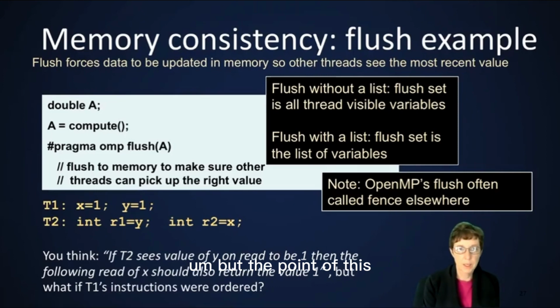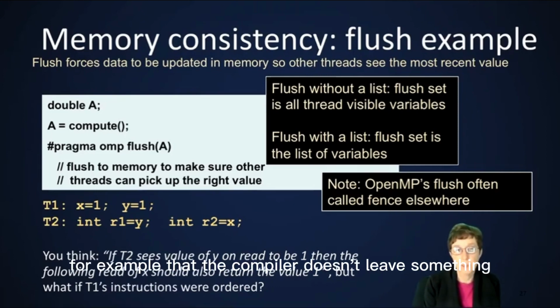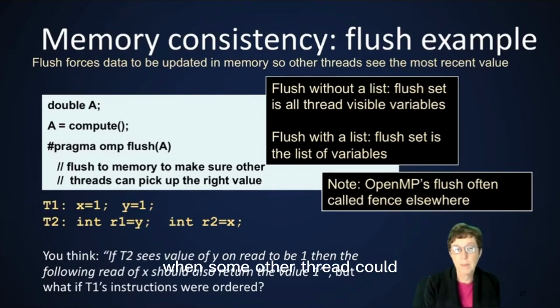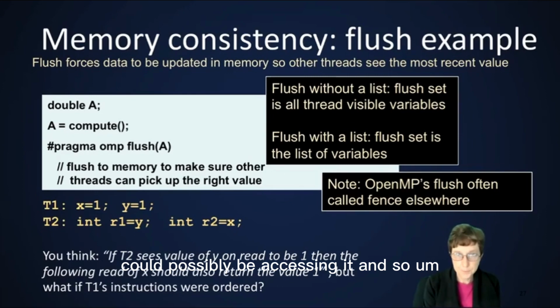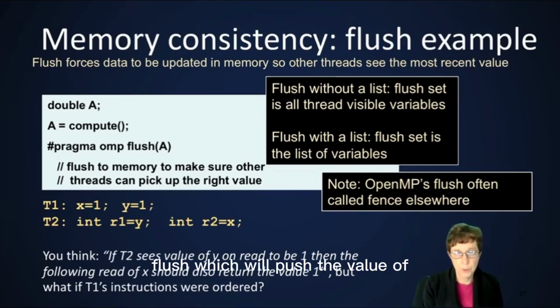But the point of this OpenMP flush is to make sure, for example, that the compiler doesn't leave something in a register when some other thread could possibly be accessing it. And so you can execute this OpenMP flush, which will make sure the value of A goes back to memory.